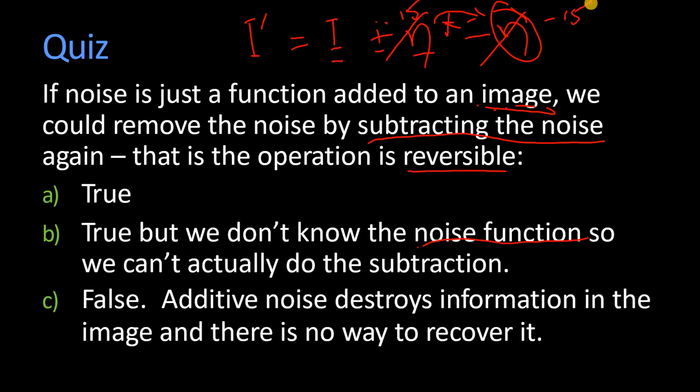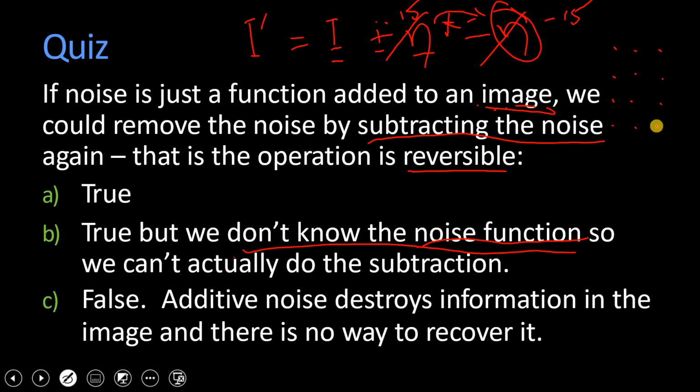So that's the problem. The addition of noise is a reversible thing, but we don't know the noise function. So we can't actually do the subtraction because we don't know where it occurs. So if I have an image like this, these are the image pixels. I don't know which one of them, either this one or this one, which one of them is damaged or destroyed or modified by the noise. That's the problem. I hope it's clear.